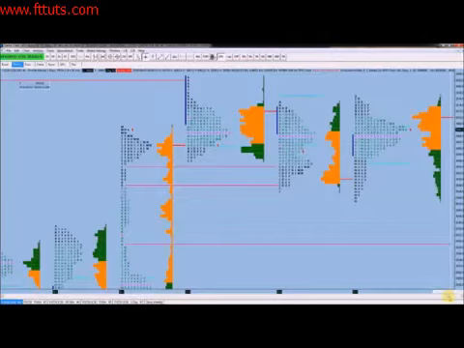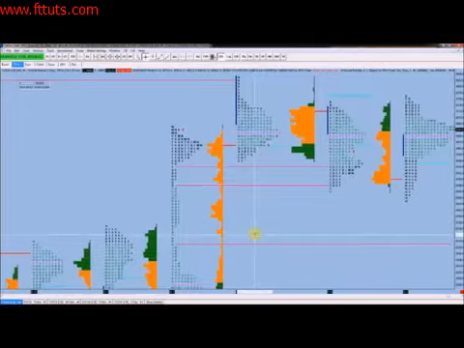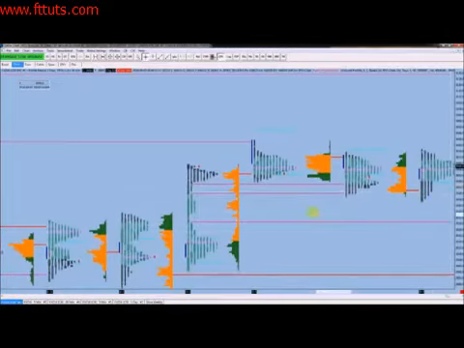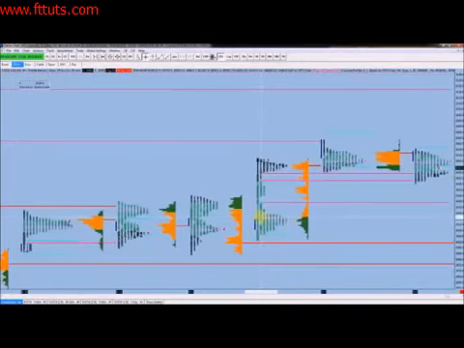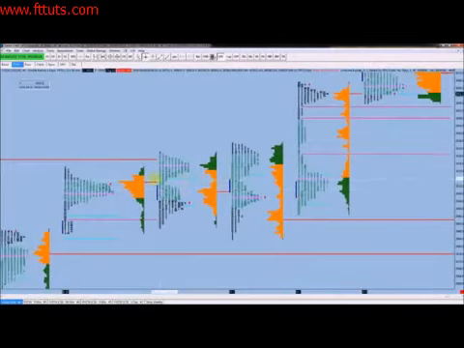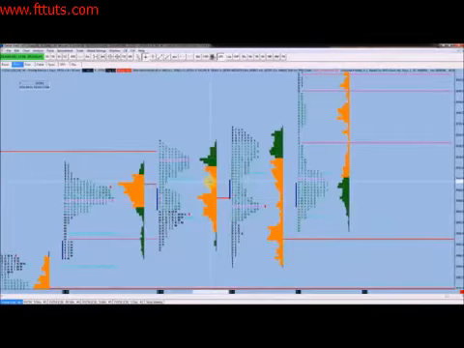So high volume nodes, low volume nodes, naked VPOCs, closing gaps, and of course with the low volume nodes you tend to see that they have single prints as well. They don't always have to have single prints, but they usually do. So on a day like this, this hasn't got any single prints, but it's got a very, very significant low volume node.